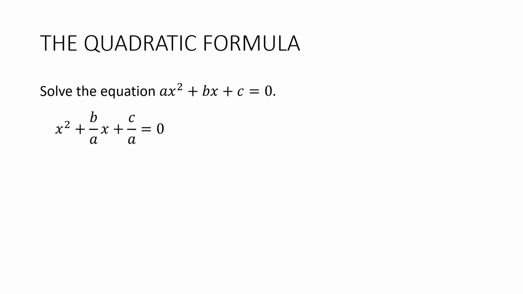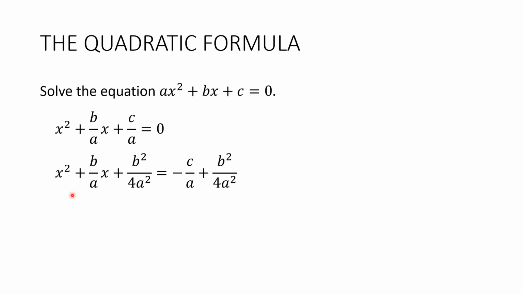Okay, now we're going to follow the same method we just did. I'm going to move this c on a over the other side. Look for the term in x. Here it is. Halve it, square it. So half of this is b on 2a, and then we want to square that, which of course is b squared on 4a squared. Whatever I do to one side, I do to the other.